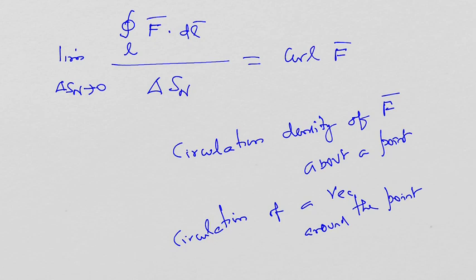So the curl gives you the direction which is along the axis through the point at which the curl is defined. Curl gives you the circulation density of a vector about a point or around a point at which the area is going to shrink. Okay, the curl gives the direction which is along the axis through a point at which the curl is defined.